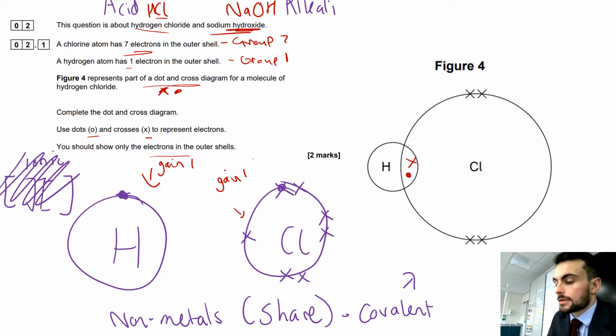How many electrons did chlorine start off with? 1, 2, 3, 4, 5, 6, 7 on its outer shell. How many X's have we drawn? 1, 2, 3, 4, 5, 6, 7, to finish it off like that. That's it. And you can always check. Hydrogen's got 2, that's the full shell because it's only got 1 shell. And chlorine should have 8 in total. Hold on, let me change colour. So 1, 2, 3, 4, 5, 6, 7, 8. Full shell. Done.